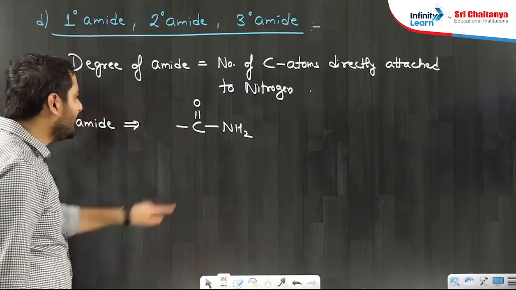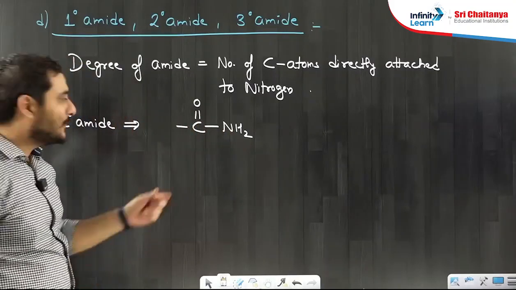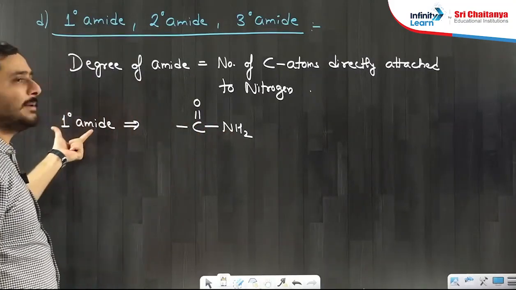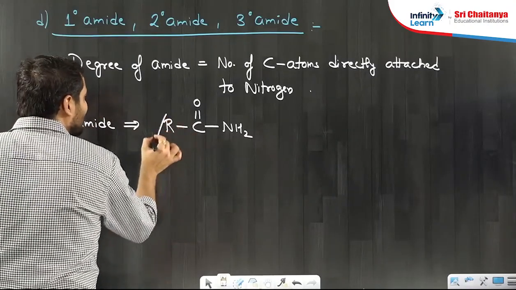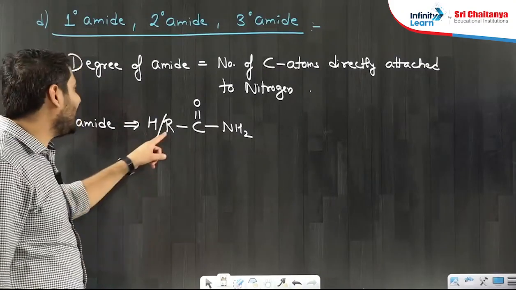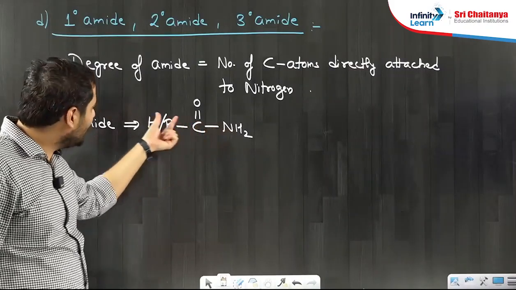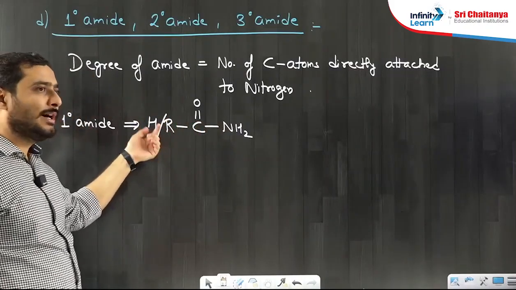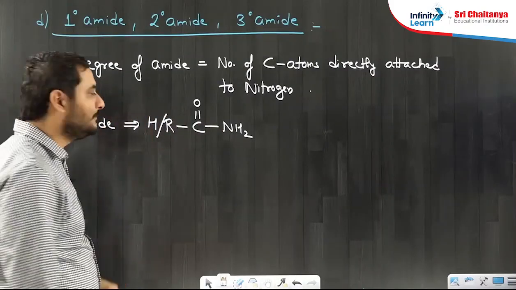Now if you check, with nitrogen, 2 hydrogens are attached and 1 carbon is attached. So this is the representation for which amide? Primary amide. Now on this side either an alkyl group is present or hydrogen can also be present. So this is very important: what is the fixed part? C double bond O NH2, and on this side with C double bond O either any alkyl group is present or we can write hydrogen also.